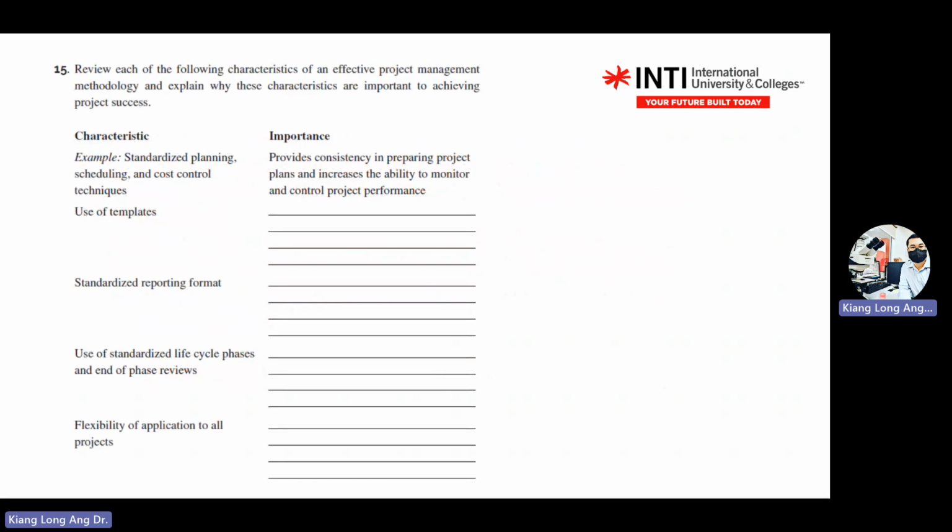Okay, 15. Review each of the following characteristics of an effective project management methodology. Explain why this characteristic is important in achieving project success. So the first one is already given. Standardization of planning. The importance is consistency. You have consistency in monitoring.